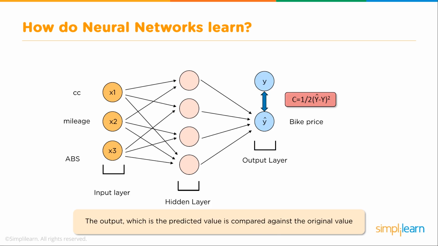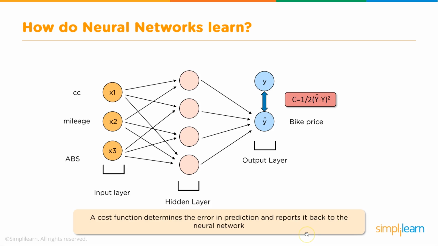And once in the output layer, the output, which is the predicted value, is compared against the original value. So now we have our output layer, and since we already have a list of bikes with the different setups and what their value is, we can now generate an error from this. The cost function determines the error in prediction and reports it back to the neural network.